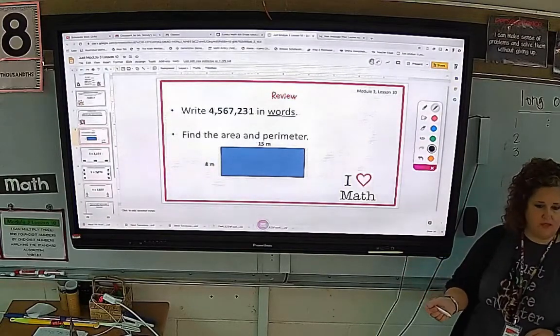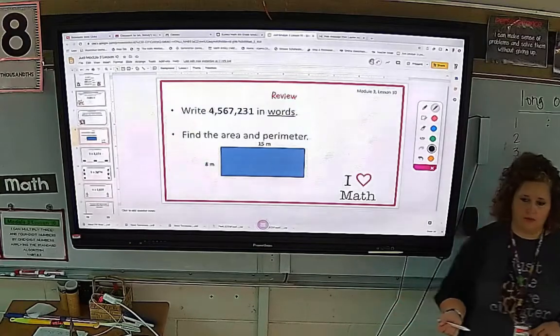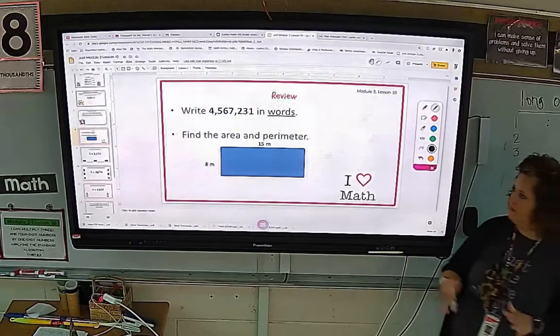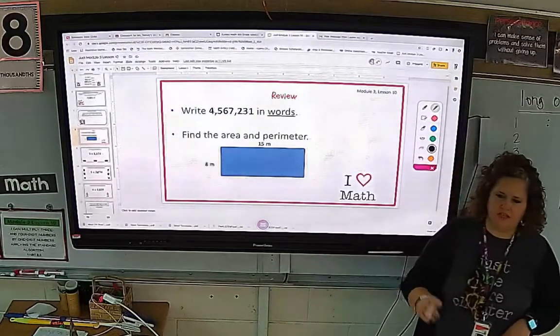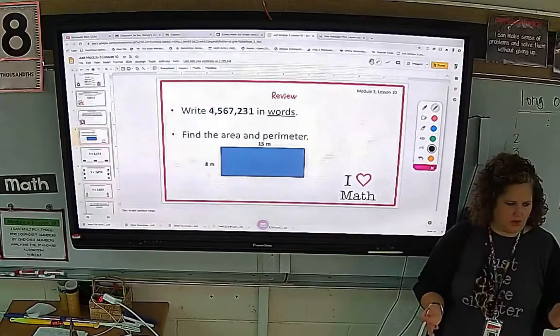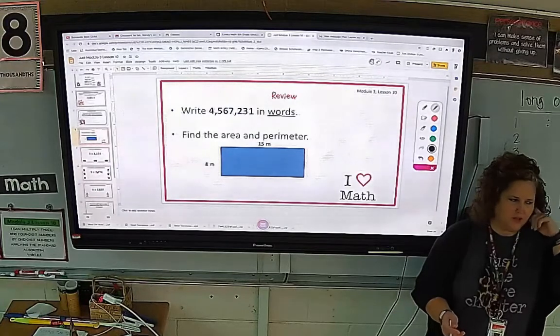Yeah, he got 46. How many of you got 46 for the perimeter? Yeah, I saw that on a lot of your boards. Okay, you can add 15 twice. 15 and 15, 30. That's pretty automatic. What helps us know our 15s?